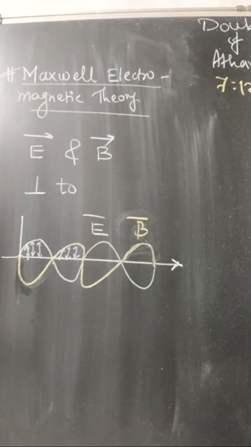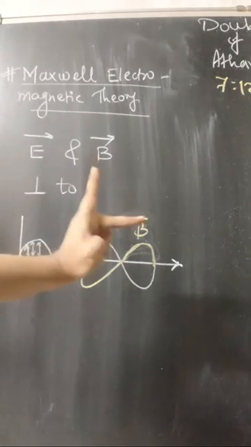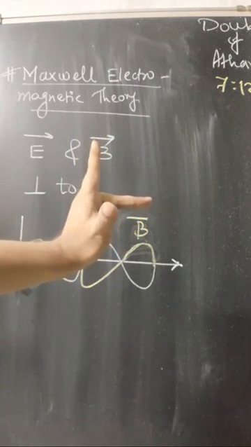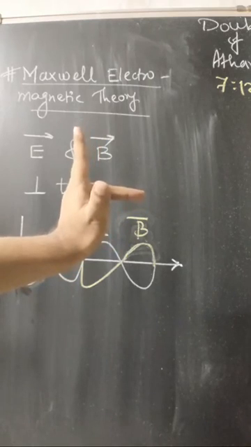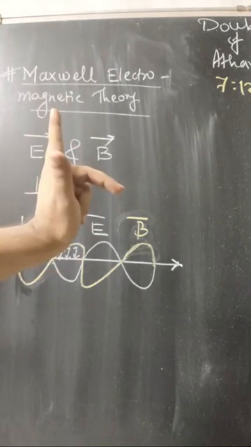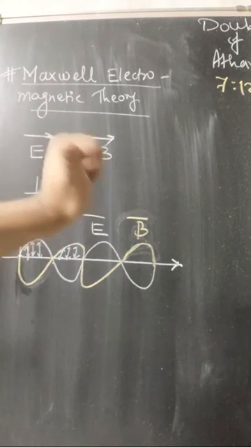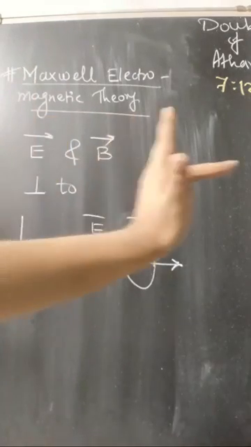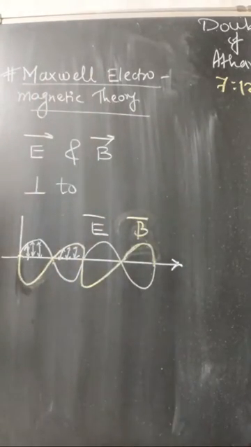Is that clear, everyone? So it's basically like this. If you look at my fingers, if the first finger represents electric field, then my thumb represents magnetic field, and the middle finger represents the direction of propagation. All the three are mutually perpendicular.